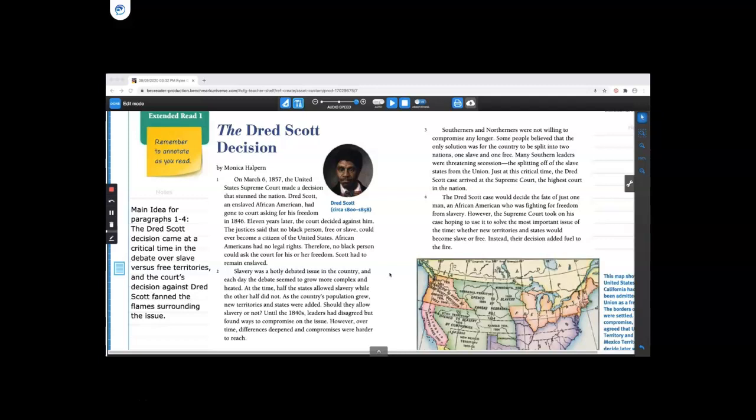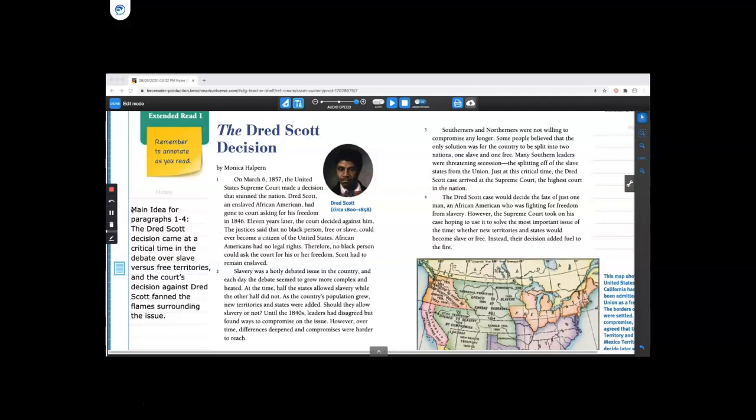So, for the Dred Scott decision, this is a longer text, and we are going to break up this text into a few sections. The first section is paragraphs 1 through 4. The main idea in paragraphs 1 through 4, the most important thing for the reader to understand in this section, is the Dred Scott decision came at a critical time in the debate over slave versus free territories, and the court's decision against Dred Scott fanned the flames surrounding the issue.